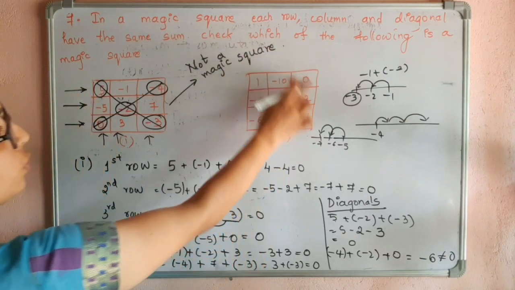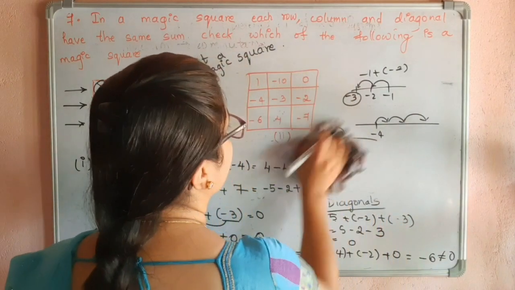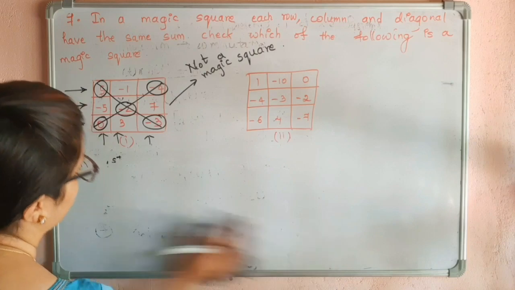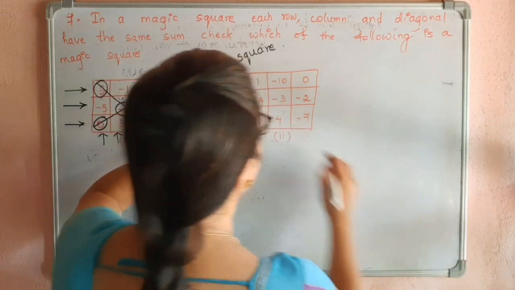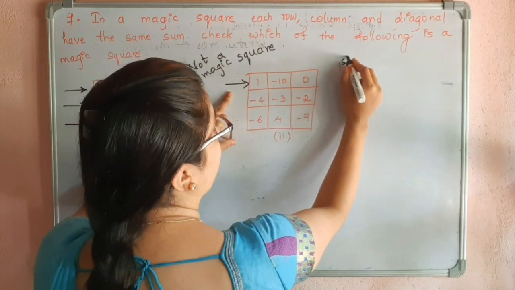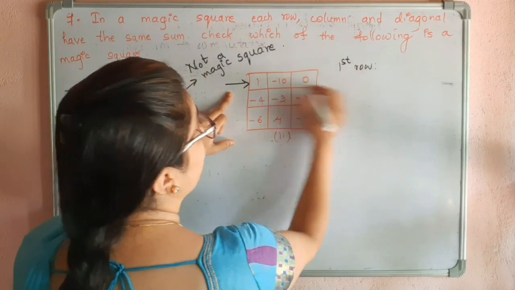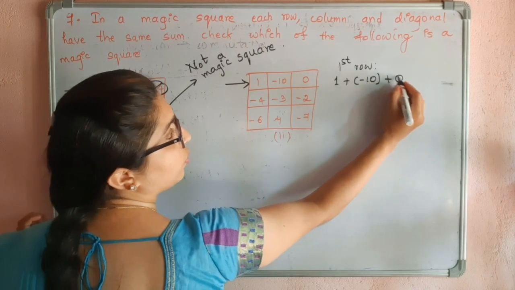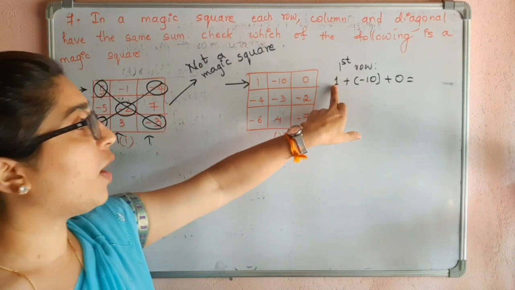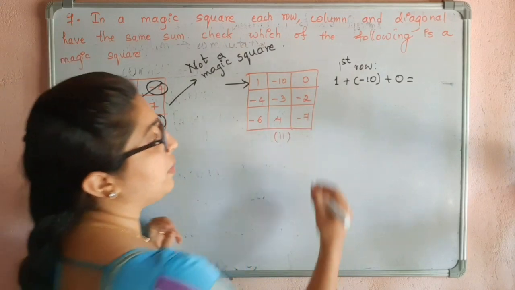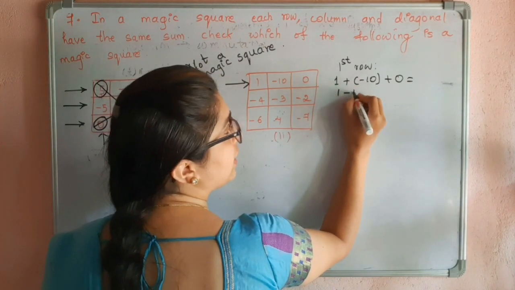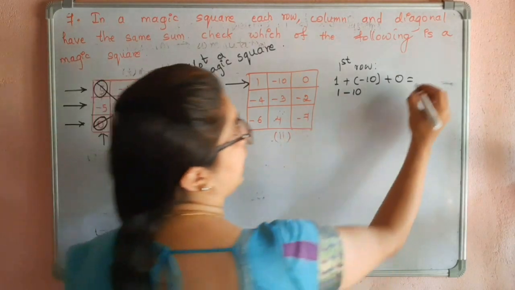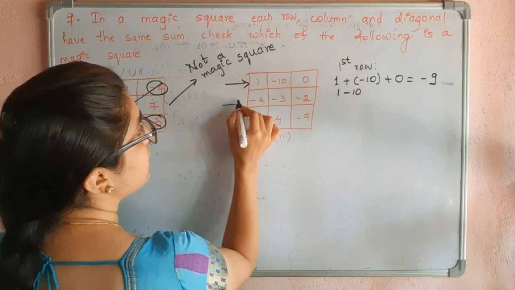So now let us go to the second square. First we will take the rows. First row: 1 plus minus 10 plus 0. So here 1 plus minus 10 means 1 minus 10. What is 1 minus 10? It should be minus 9.